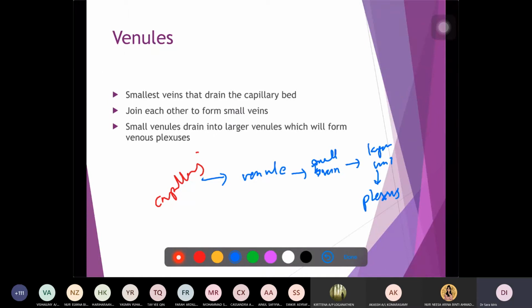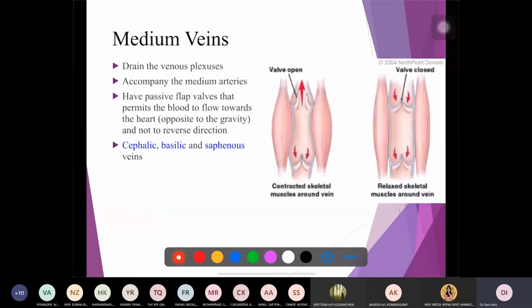Okay, venous plexus. So from the venous plexus, it will drain into what is known as your medium-sized veins. Medium-sized veins drain the venous plexus and they accompany medium arteries. All the named arteries that you find in your body are classified as medium arteries. All the named veins that you find in your body are classified as medium veins. So your brachial vein, your cephalic vein, your femoral vein, your saphenous vein, all of the veins that have a specific name, that means it's big enough to qualify as a medium vein.